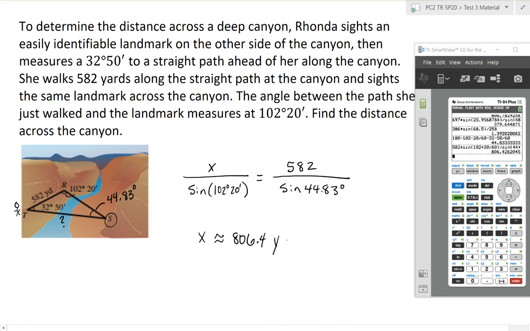Okay, so yards. All right, we don't care about getting this other measurement over here. The only thing that we needed to find was that distance across. We got the 44.83 degrees only because we needed it to make our proportion with the law of sines.